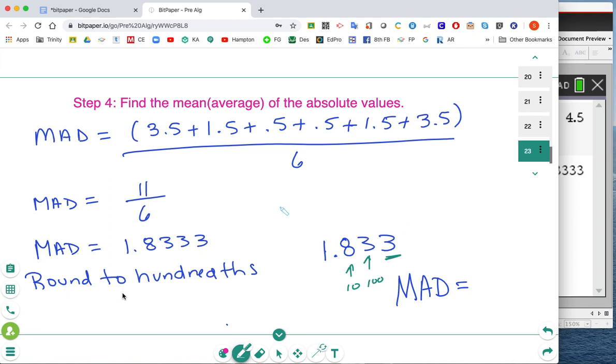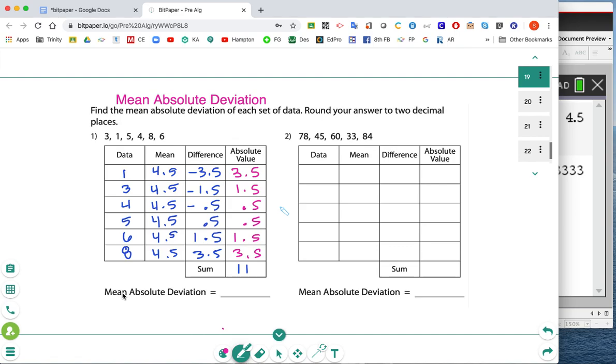If this number here is greater than 5, then we're going to change this number. If it's not greater than 5, it stays the same, and the rest of the numbers drop off. So our mean absolute deviation is going to be 1.83. So our mean absolute deviation is 1.83. And now you know how to do mean absolute deviation.